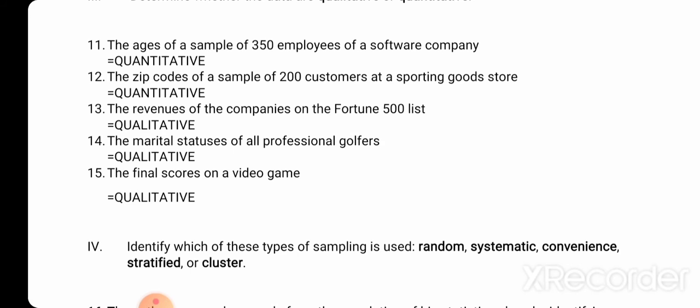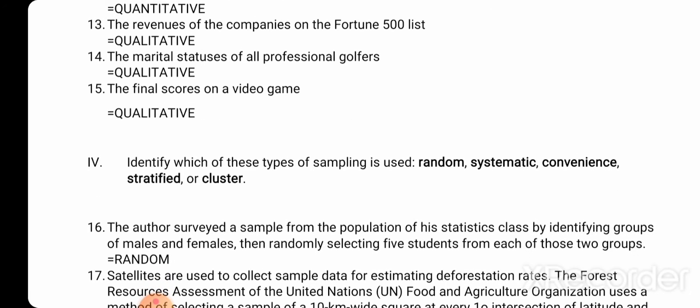And on number 15, my answer is also qualitative. The final score on a video game. So here it is defining the highest score given on a final game. So that is qualitative.